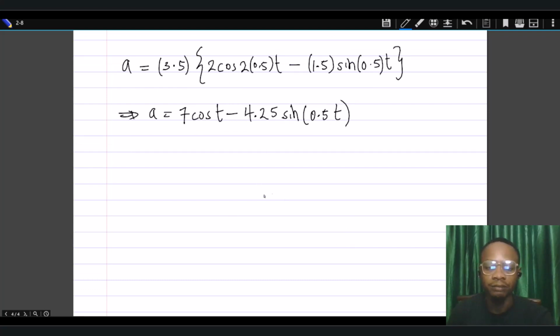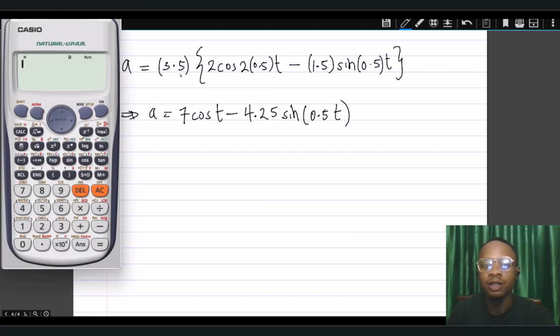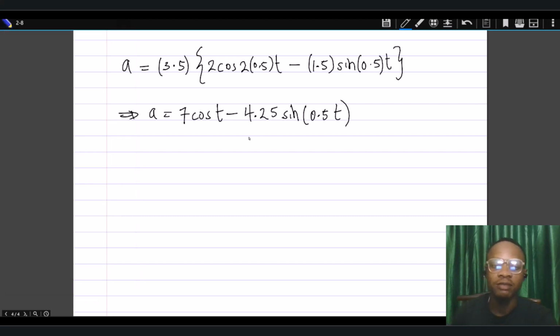Let's bring up the calculator. So this is 3.5 times 1.5, that is half of 7 times 1.5. That is 5.25. Sorry, 5.25, not 4.25. So this is 3.5 times 2 is 7 cos t, then 3.5 times 1.5, that's 5.25 sine 0.5 t, right? So we're good to go right here.